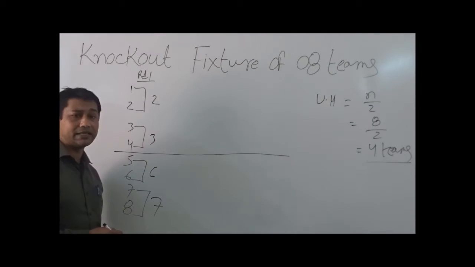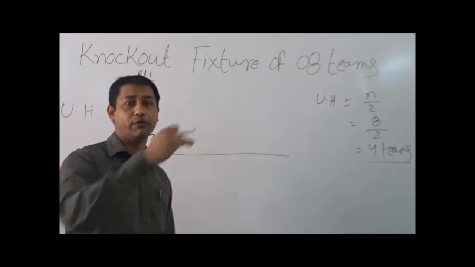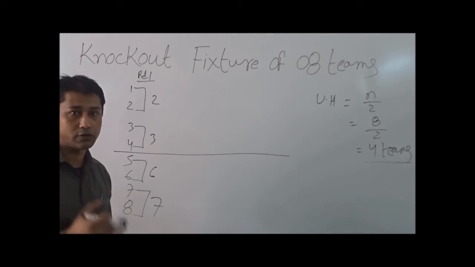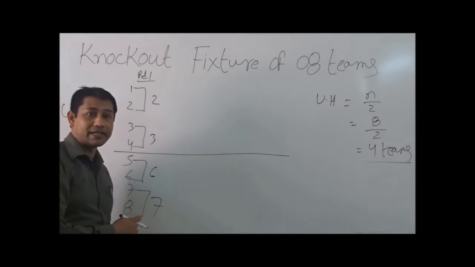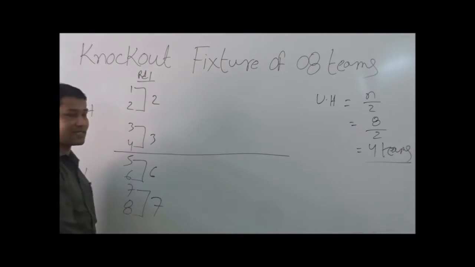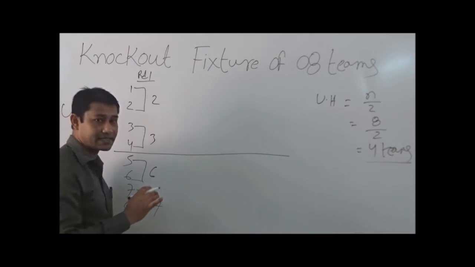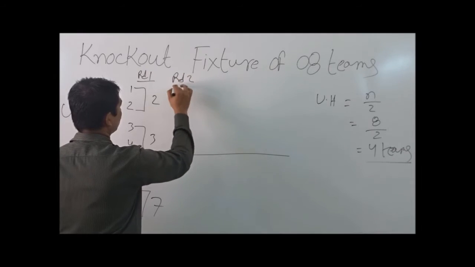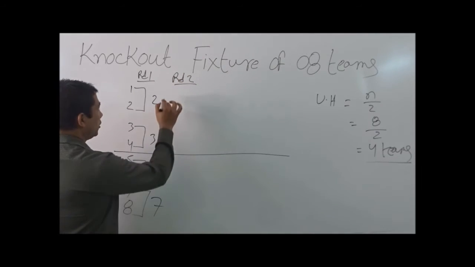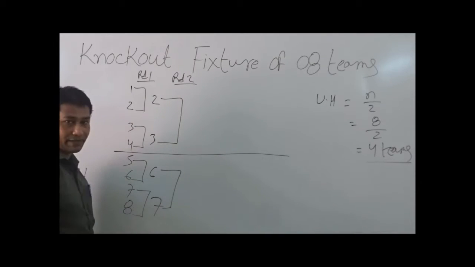So as we have learnt in a knockout tournament, only the winners will be moving forward. The teams who are losing will be eliminated. So the winners of the first round are 2, 3, 6 and 7. So these 4 teams will be moving forward, that is to round number 2. Again write on the top round number 2. 2 will be playing with 3, 6 will be playing with 7.